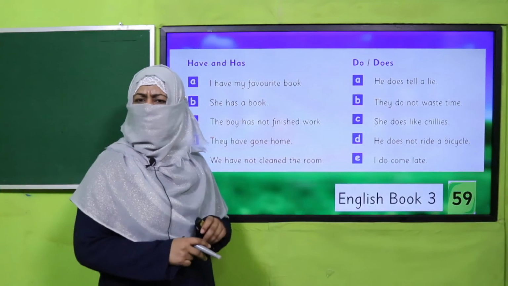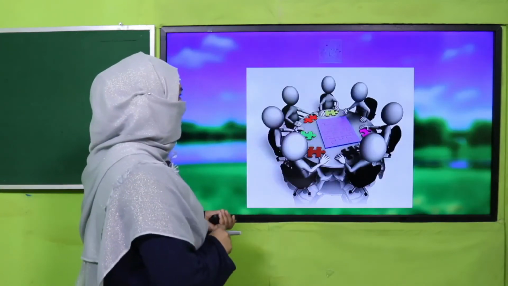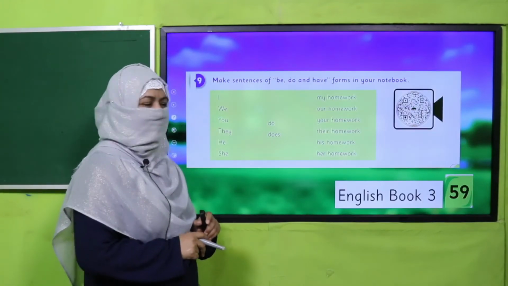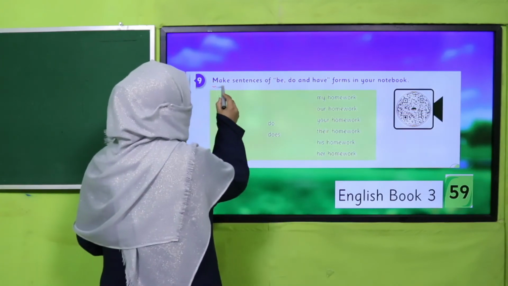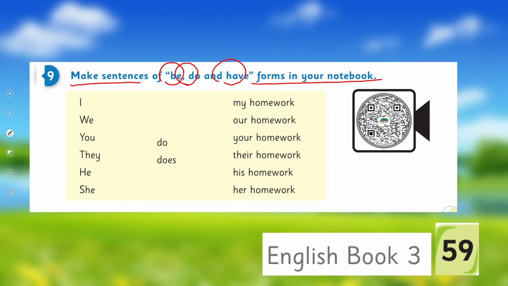Yes, my dear students, all of you are clear with the concept? All right, so I'm going to check you through an activity. You are going to complete this task. You will make sentences of be, do, and have form in your notebook. Do and does are the verb, and these are pronouns. You will keep all the rules in your mind. Pause the video, complete this task in your book, and then come back.